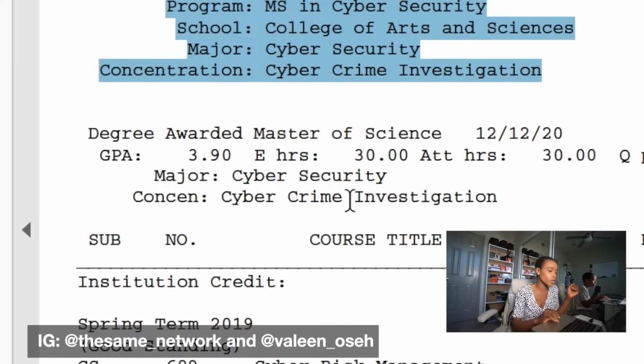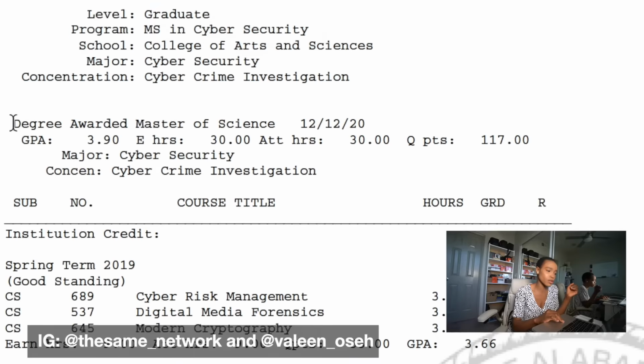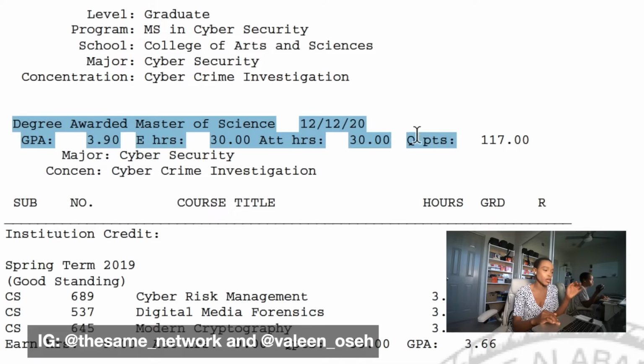Okay, so now let's move down. You see that my degree was awarded on the 12th of December 2020, and my GPA is 3.90. I took 30 total hours, and my points were 117. I don't know how that point came about, but it is what I'm seeing on my transcript, so we're just going to go ahead with it.